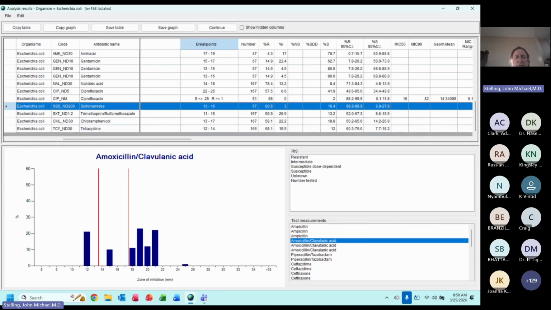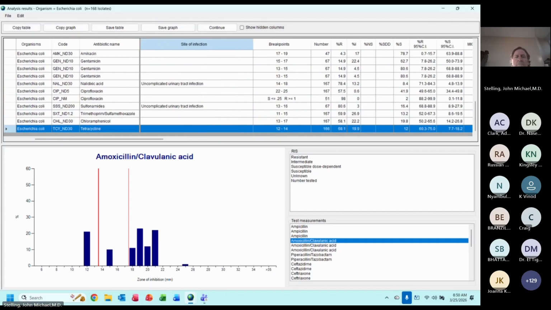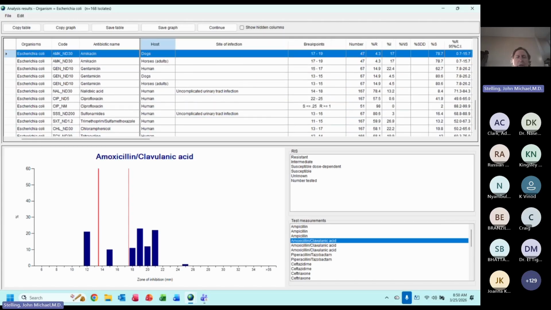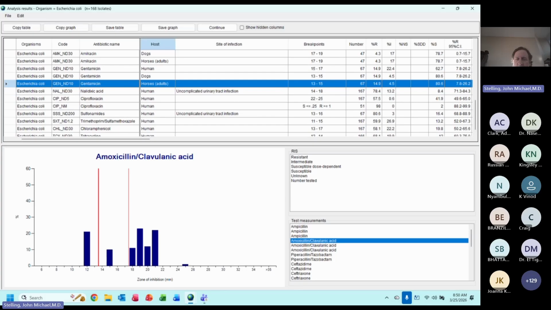That's enough of that, and you can see site of infection, horses, adults, breakpoints. So I think in that case, that's right, in that one, there are breakpoints for adults, but not for child horses. Gentamicin, maybe the drug is not recommended, maybe because of their kidney. I don't know what the reason is, but obviously CLSI felt there was an important reason. So that's presenting the data, but this is human animal food all averaged together.